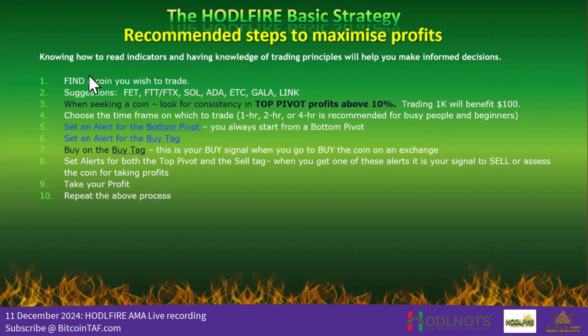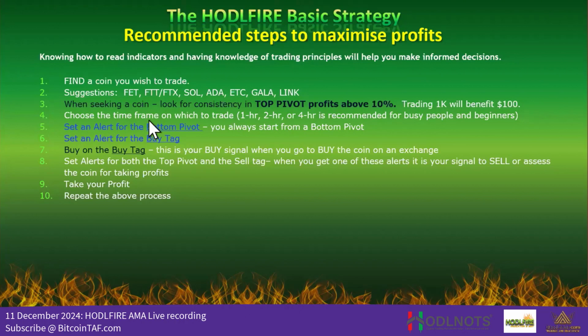Some of the ones that we suggest that we know are good coins, we're not giving you trading advice, but these are good, solid coins that consistently give good profits all the time on the HODLFIRE. FET, FTT, FTX, Solana, ADA, Ethereum Classic, Gala, and Link. These are just some of them. If you go to mid-cap level coins, really good solid coins, you'll be able to look at them yourself and you'll be able to see what it's doing.